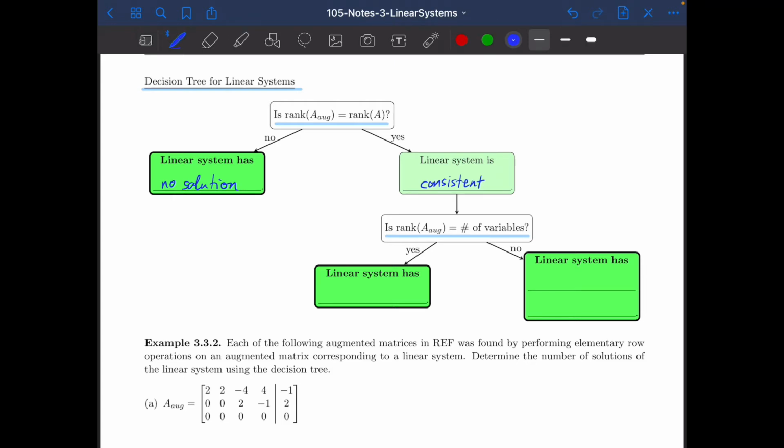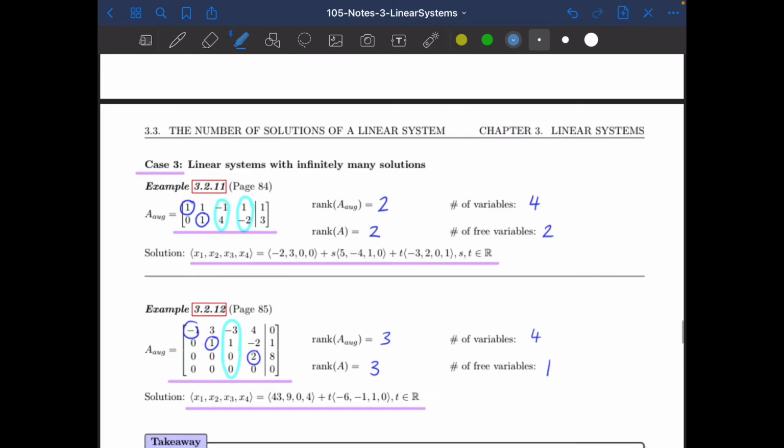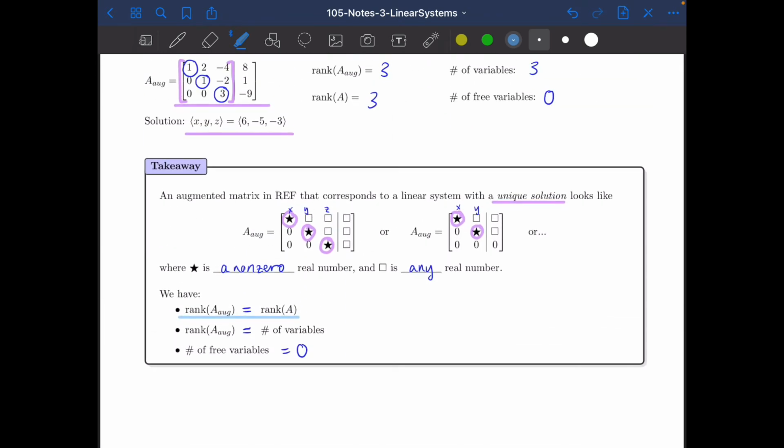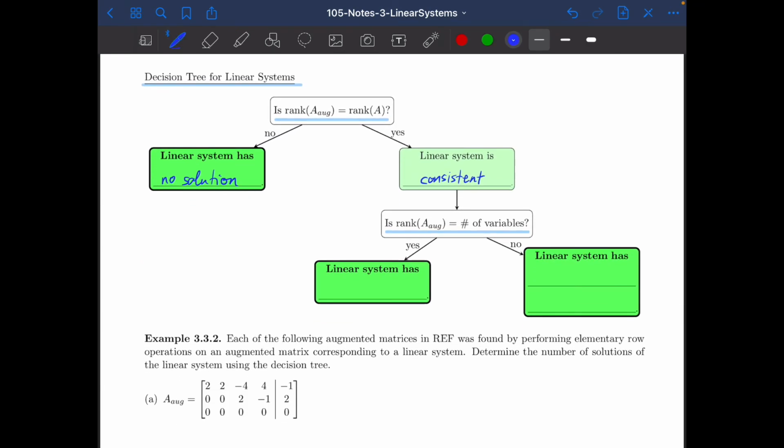And so what have we found in our previous takeaways? In the case of infinitely many solutions, the rank of the augmented matrix is less than the number of variables. But in the case of a unique solution, the rank of the augmented matrix is equal to the number of variables. Going back to this decision tree, if the answer to the second question is yes, then the linear system has one solution. If, however, the answer is no, then the linear system has infinitely many solutions.